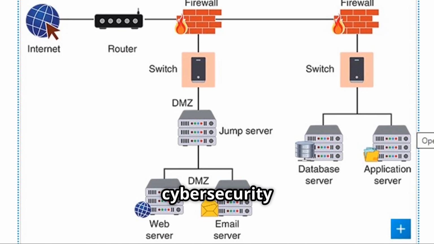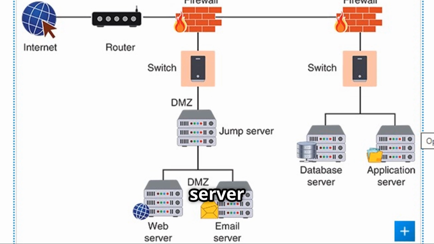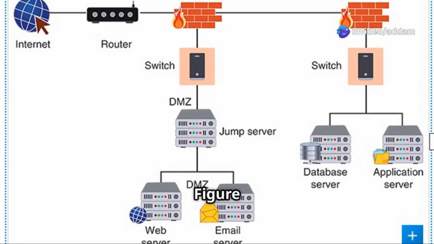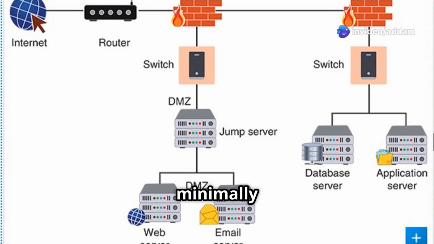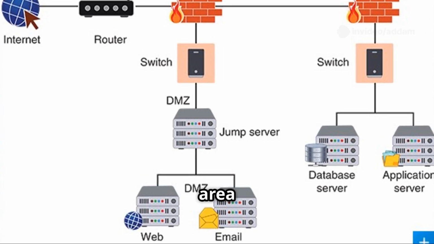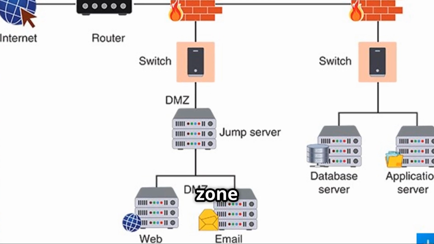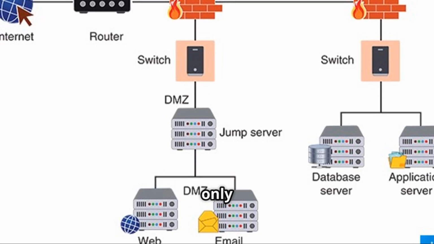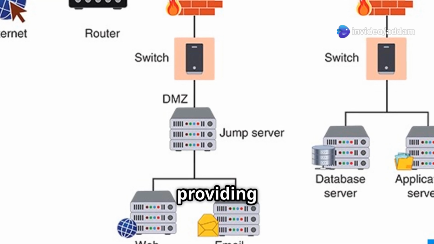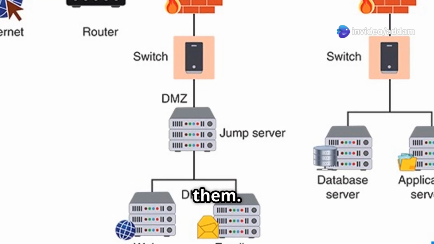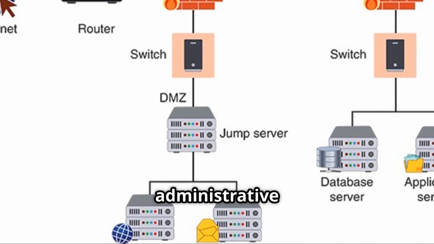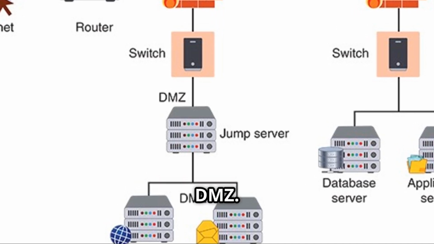Two examples of cybersecurity network segmentation are a jump server and an air gap. Jump server. A jump server, shown in Figure 1.9, is a minimally configured administrator server, either physical or virtual, within a restricted area of the network called a demilitarized zone, DMZ. Running only essential protocols and ports, it connects two dissimilar security zones while providing tightly restricted access between them. An administrator accesses the jump server, which is connected to the administrative interface of the devices within the DMZ.